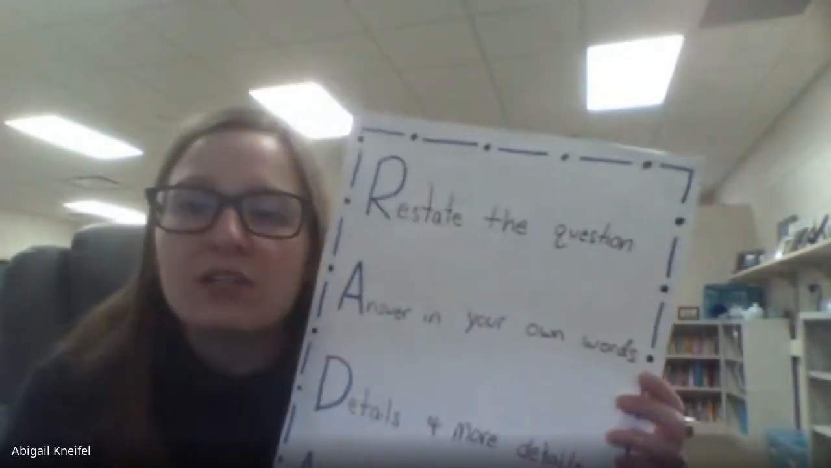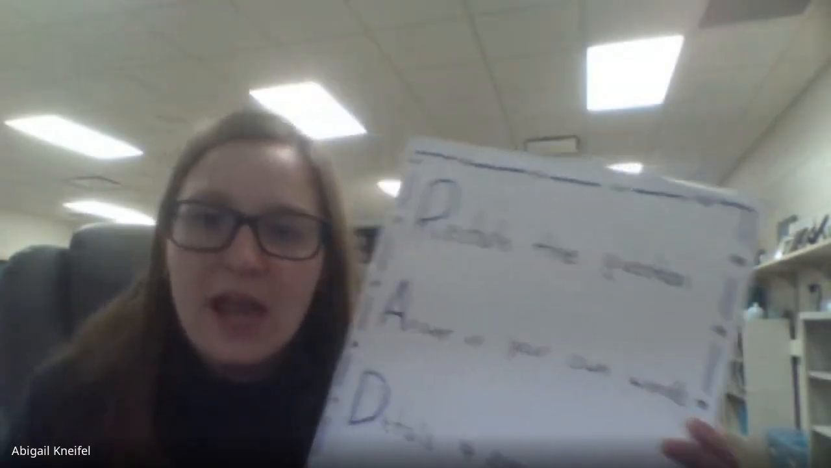We're going to see how to do it. The next part is answering in your own words. Of course, tell me the answer. You have to answer a question. The third one, D, is details and more details. You can never have too long of an answer. Someone's not going to be like, oh my gosh, you put too many details in that. No, I'm going to be like, oh snap, they really understood this. They did a great job.